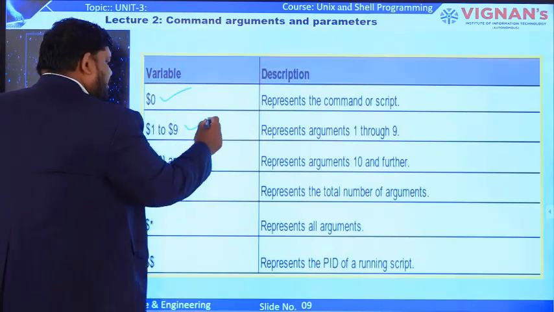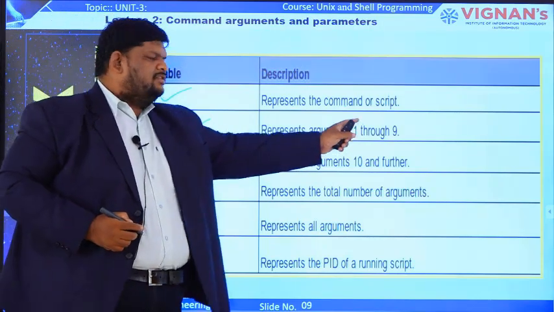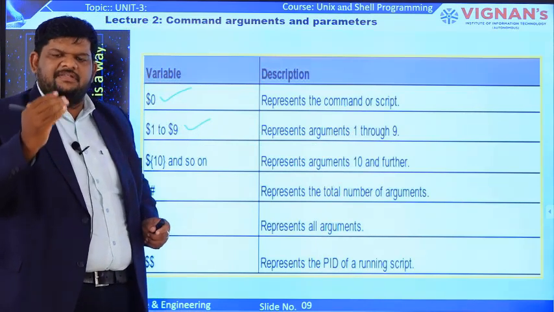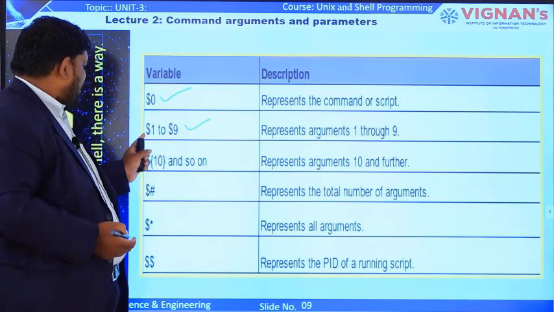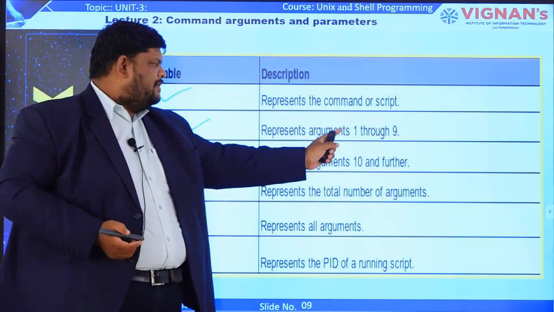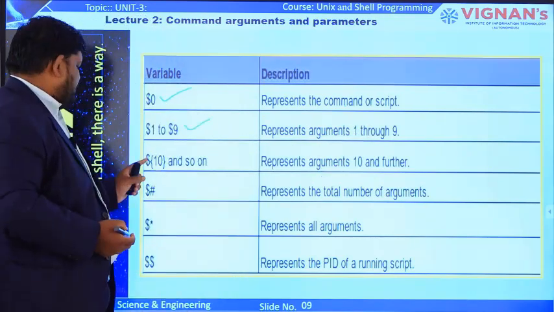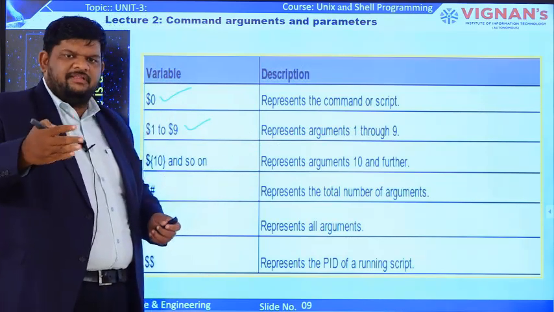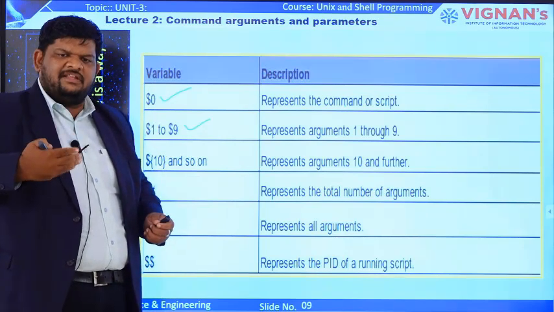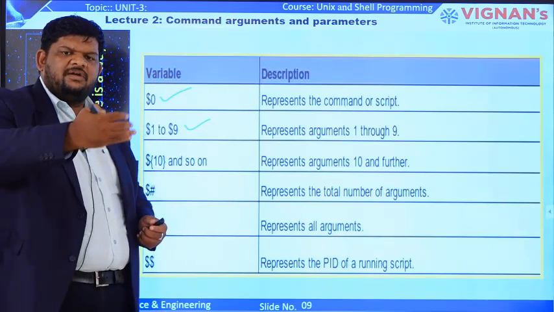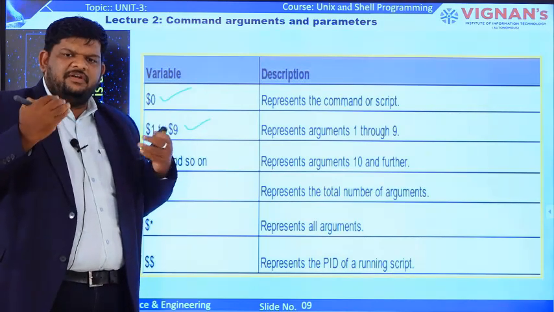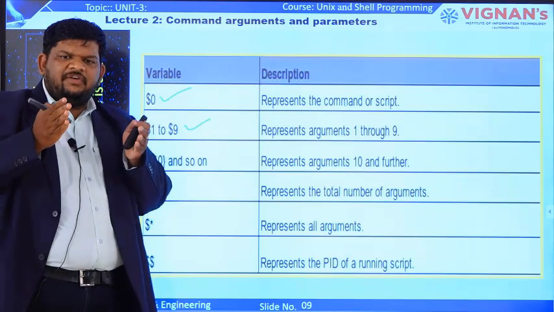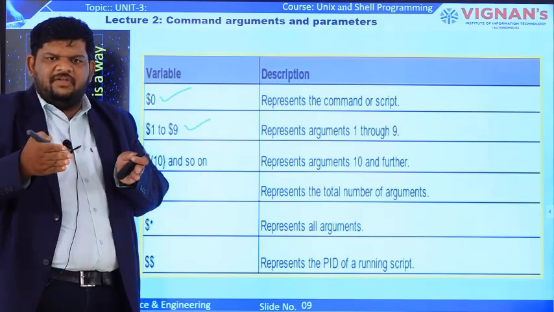$1 to $9 represents arguments 1 through 9. That means $2 represents the second argument, $8 represents the eighth argument, like that. Next, $10 and so on represents arguments 10 and further. If I want to access $12, it holds the 12th argument. Based on the arguments, we use $1, $2, $10 or $12. If you have only 5 arguments, we only use up to $5.